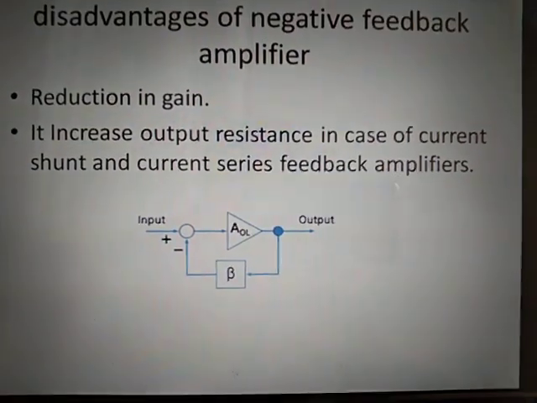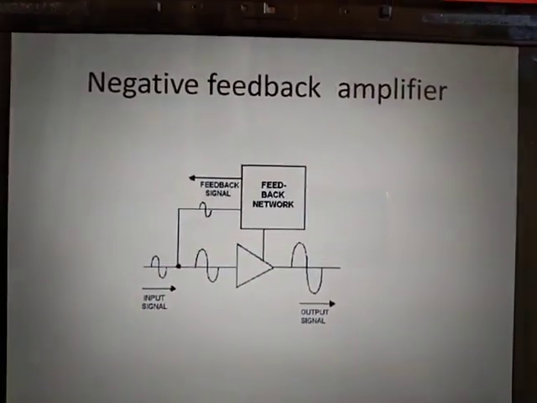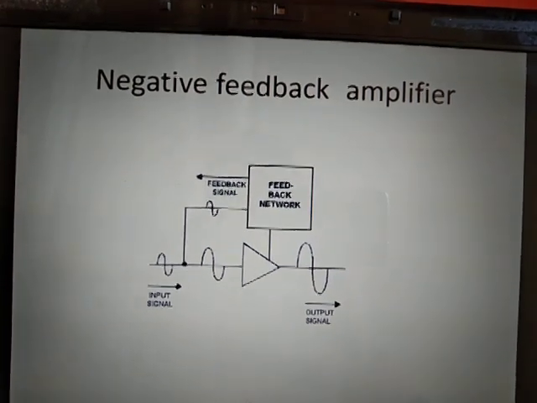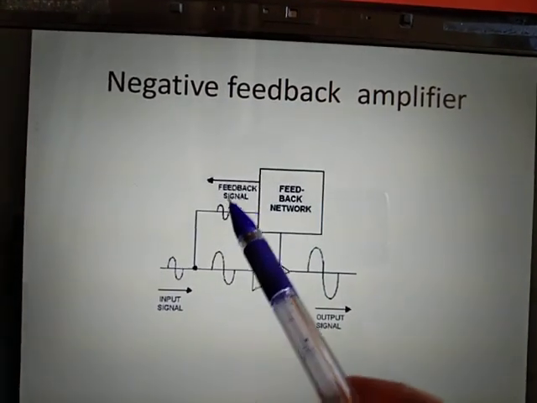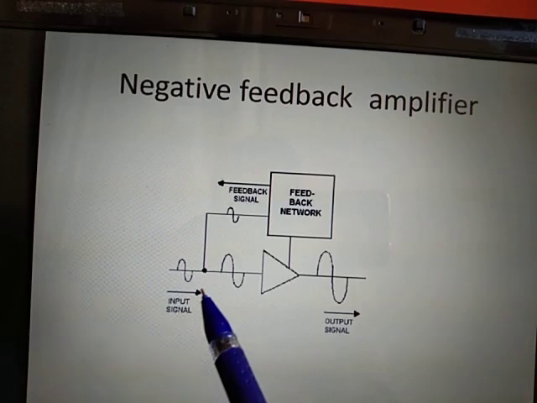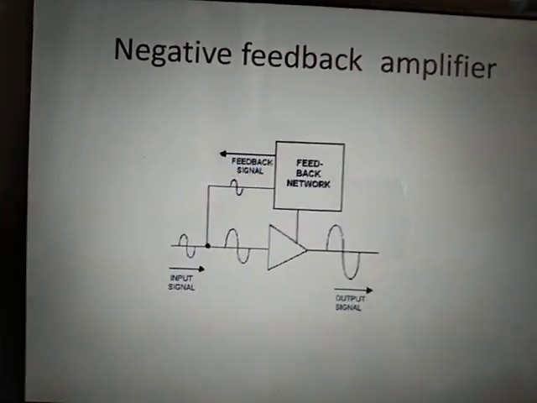And next is the negative feedback amplifier. This is the feedback network, and the feedback signal goes from the output signal to the input signal.